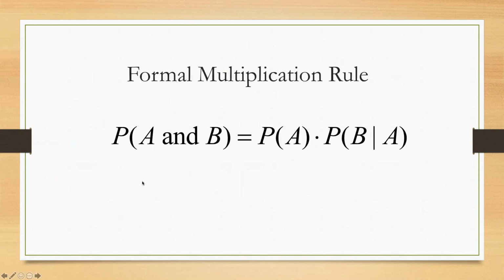So the formal multiplication rule is the probability of A and B is going to be equal to the probability of A times the probability of B given A. You can do simple algebra and you can move this probability over here if you want to have the probability of A. Or if we want to solve for the probability of B given A, the conditional probability, we can divide both sides by the probability of A. So just simple algebra, we can move things around if we need to, but it's a great formula. You should have this down in your notes.